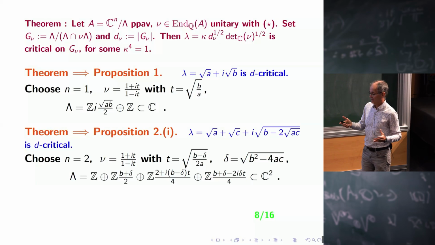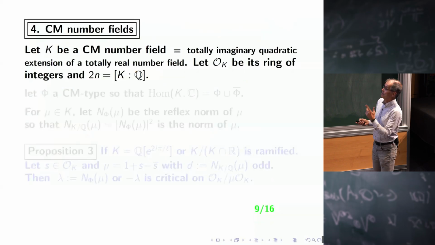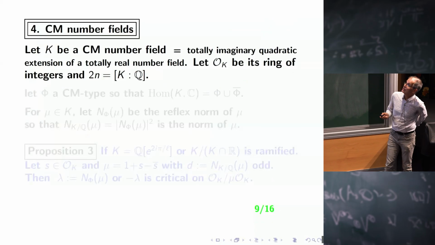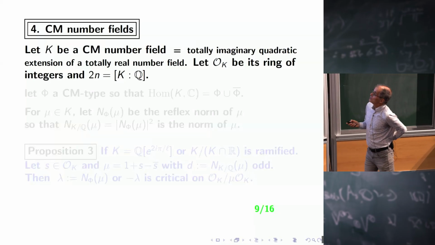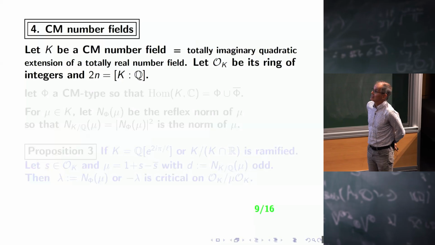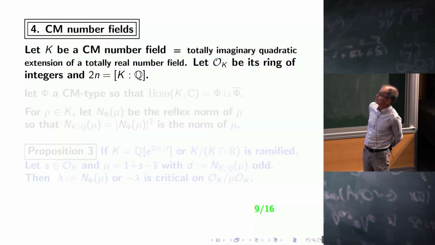A lot of Q endomorphism. So this is my proposition 3 now. I need some notation. You know, to construct CM abelian varieties, you start with a CM number field, which is a totally imaginary quadratic extension of a totally real number field.